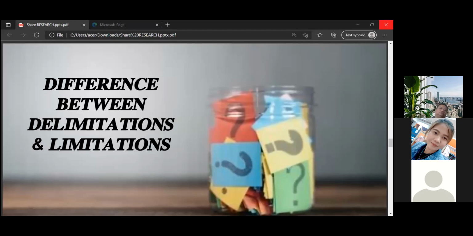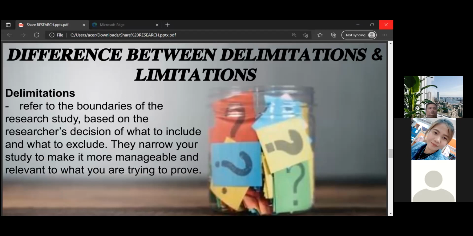So now let us discuss the difference between delimitations and limitations. As Doc Abante explained a while ago, the delimitations refer to the boundaries of the research study based on the researcher's decision of what to include and what to exclude. They narrow your study to make it more manageable and relevant to what you are trying to prove. In addition, the delimitations of a study are the factors and variables not to be included in the investigations. In other words, they are the boundaries the researchers set in terms of the study duration, population size, and type of participants and others.